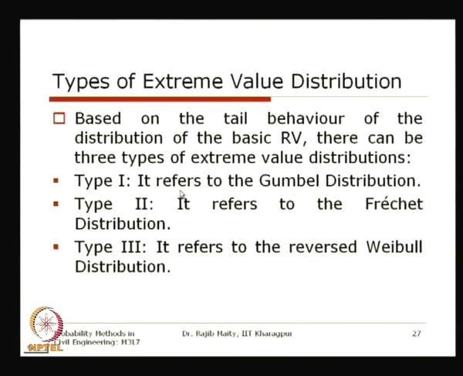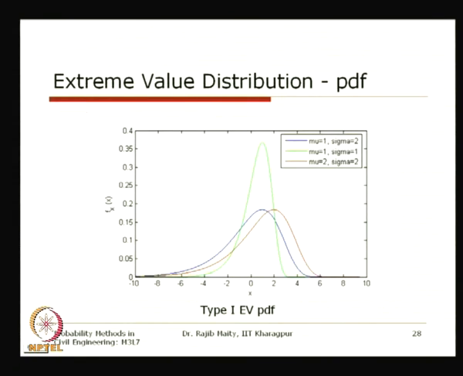Type 1 refers to the Gumbel distribution, which we will see in a minute. Type 2 refers to the Frechet distribution. Type 3 refers to the reverse Weibull distribution. We will discuss the Weibull distribution and see how it is related to the extreme value distribution, the reverse Weibull distribution. Maybe the Weibull distribution will be covered in the next lecture. Before that, we will see the effect of the different parameters on how this PDF looks.